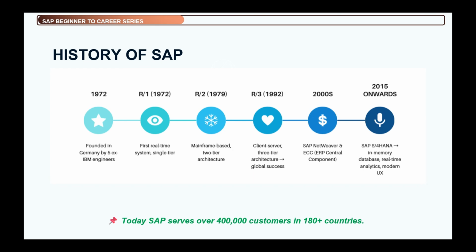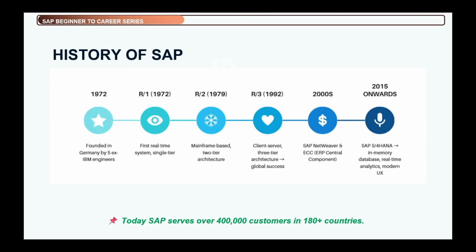We called it client server 3-tier architecture and this has become the global success. So in 1992 we can introduce it as a huge milestone of the SAP history. After 2000, SAP NetWeaver and ECC, they invented the ECC system. We call it ERP Central Component.